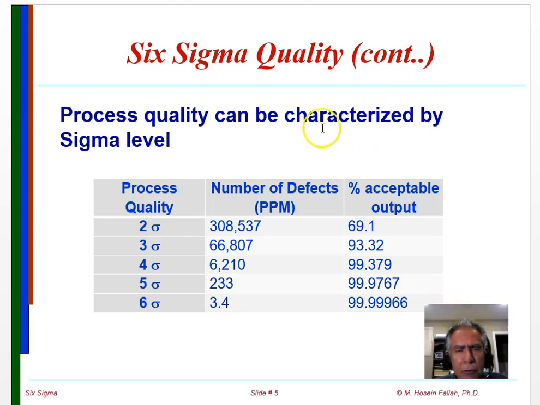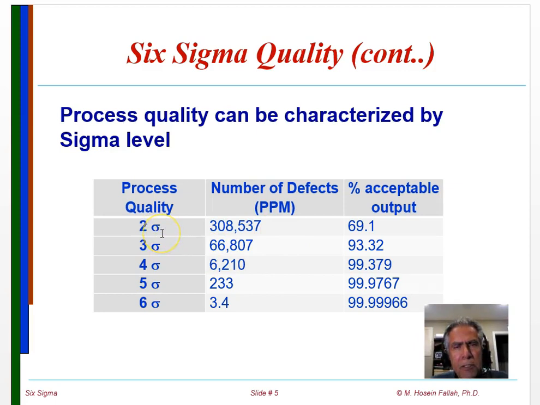So this table shows the process quality in terms of the Sigma level, the number of defects per million opportunities at that Sigma level, and the corresponding percentage of the process producing good output. If we start at the 2 Sigma level, which corresponds to a 69% good output, not a very high quality, the process can produce over 308,000 defects per million opportunities.